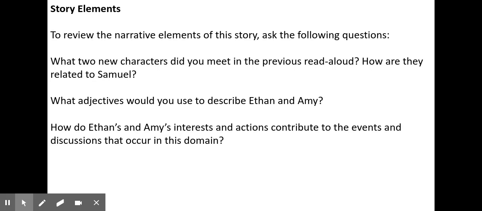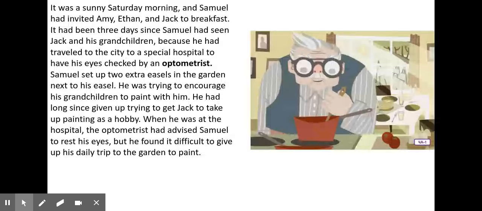How do Ethan's and Amy's interests and actions contribute to the events and discussions that occur in this domain? Well, they ask their Uncle Samuel questions, right? And they seem interested in light and mirrors and different reflections and things like that. They're interested in looking in the House of Mirrors when they go to the fair. They're interested in the rides and different things. And that's mainly why they go to the fairs, because Amy and Ethan are interested in going there.